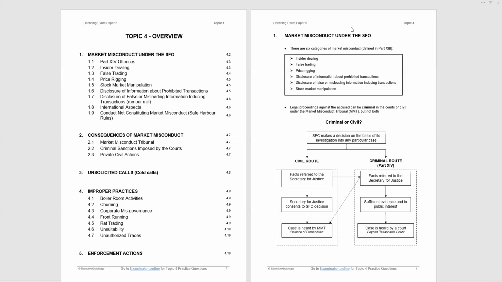Now, if you are suspected or if the SFC wish to prosecute you for market misconduct, they can take you down the civil route on the left or the criminal route, but not both. There is no double jeopardy. So if you are prosecuted down the civil route under civil law, you cannot be prosecuted under criminal law and vice versa. Now, if you're taken down the civil route, your case will be heard by the Market Misconduct Tribunal, and the level of proof will be balance of probabilities. If you're taken down the criminal route, your case will be heard by a court of law, and the level of proof will be beyond reasonable doubt.